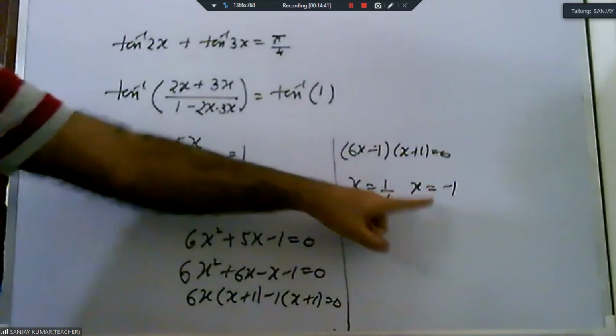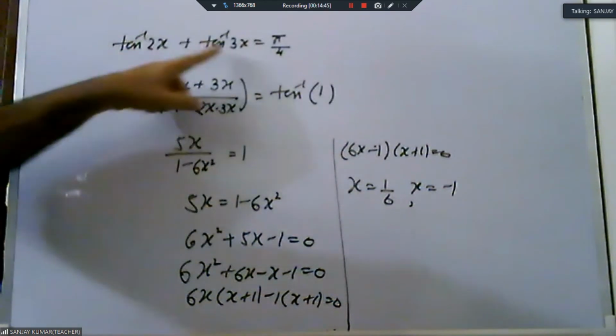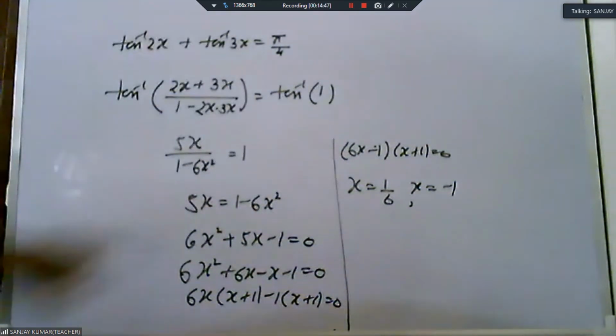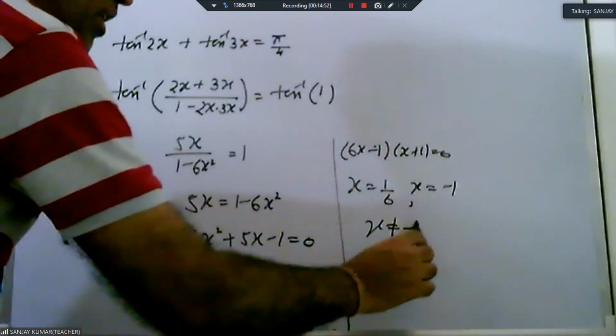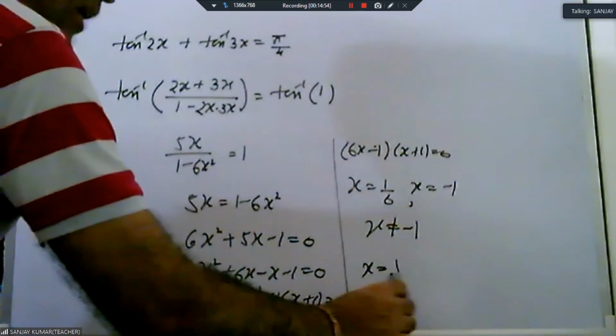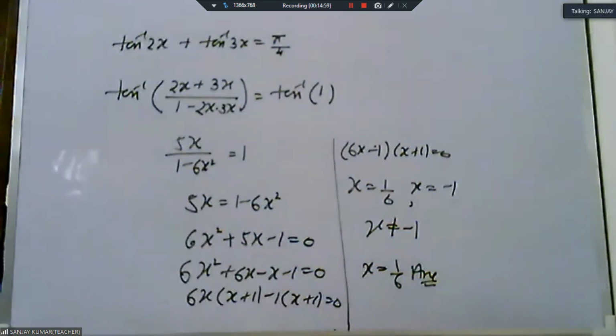Because if you put minus 1 here, then the tan inverse of minus 2, that minus sign outside, then again minus sign outside, but 5 over 4 is in the first quadrant. The value is positive here. So x = -1 does not satisfy your answer. Okay, then 1 by 6 is the final answer. This is the final answer. So this is the type 1 question.